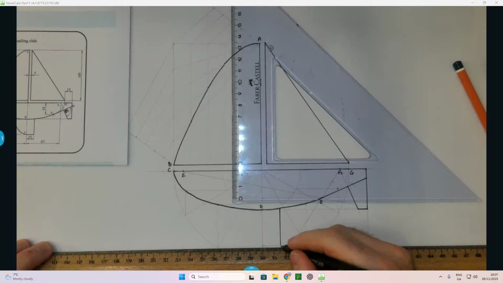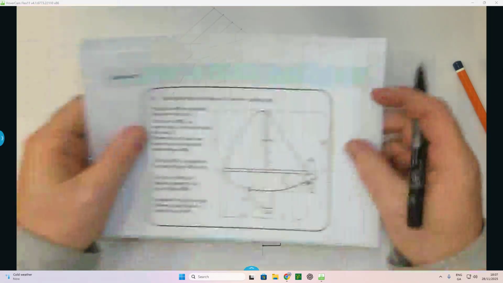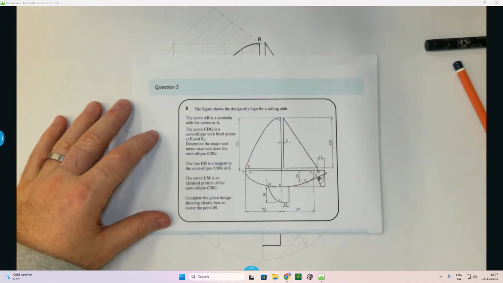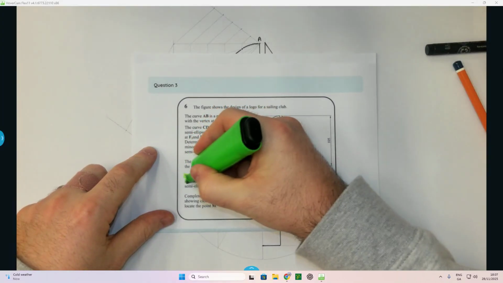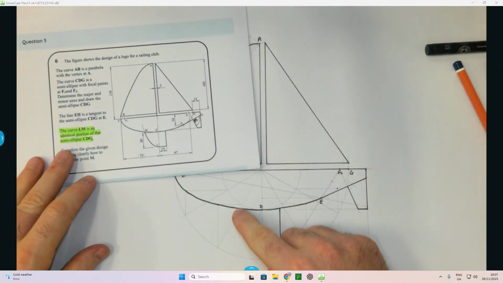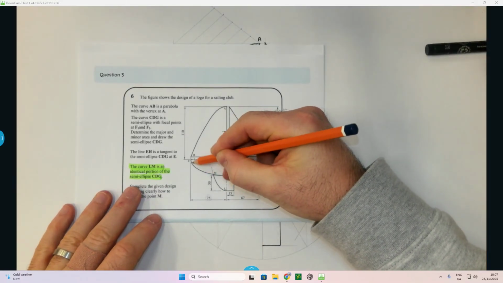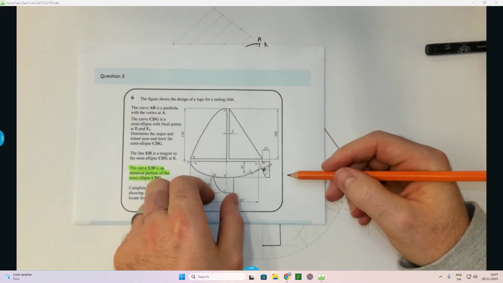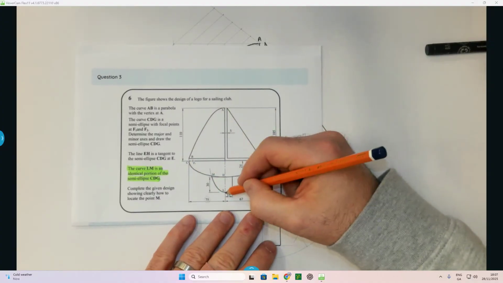Get this and that. Now, what they tell us to complete this question is this, on this specific part, and I will highlight it. It tells us here, the curve LM is an identical portion of the semi-ellipse CDG. So what they're basically saying is, that curve that we have to get here has the same curvature of this curve here. So how can I take this curve here and put it over here? So what I do know is the measurement that I need, which is 30mm.